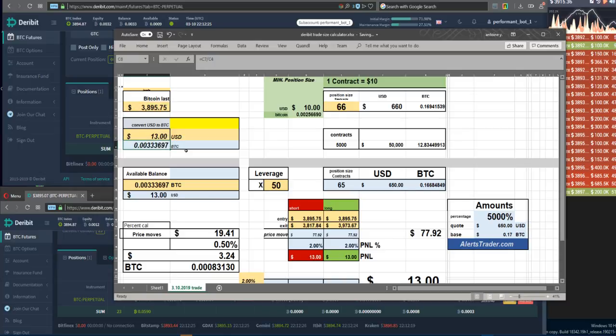33. It's basically giving me, let's try this. Let's try this. 49. No, let's try 51. I'm sorry. 51. See, it's giving me 51% leverage. That's what it's giving me at 5,000%. For some reason, we're gonna work this out. This is the accurate numbers.